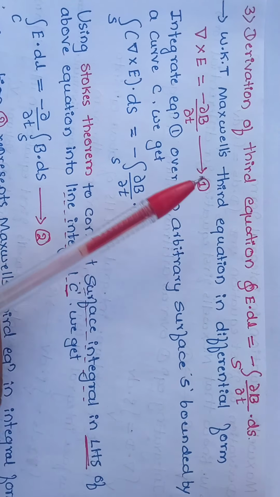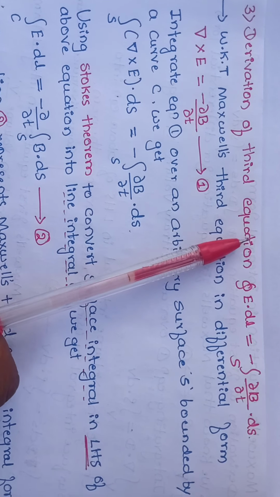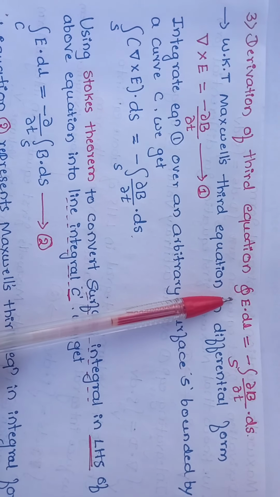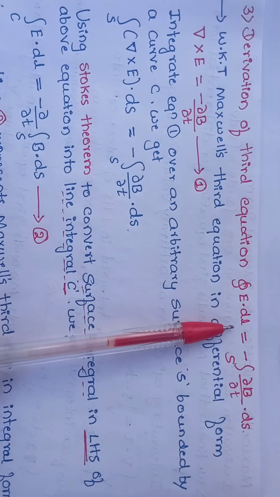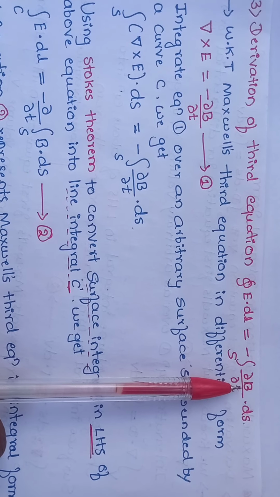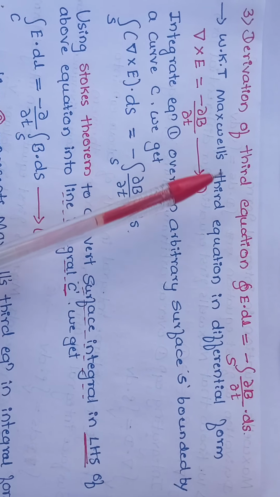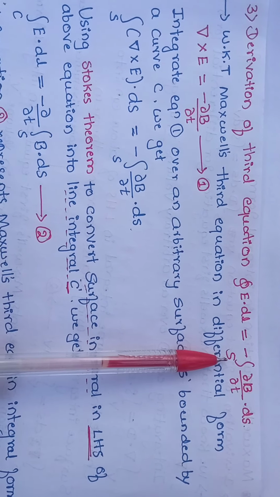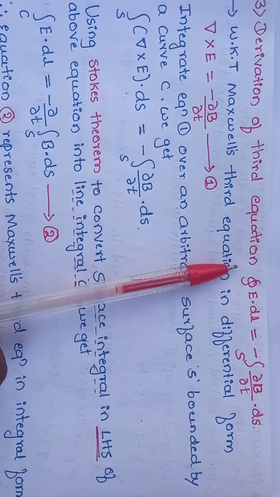Next one, derivation of Maxwell's third equation in integral form, that is, the line integral of E into dl is equal to minus the surface integral of ∂B by ∂t into dS, by using Maxwell's third equation in differential form. You have to derive this one.